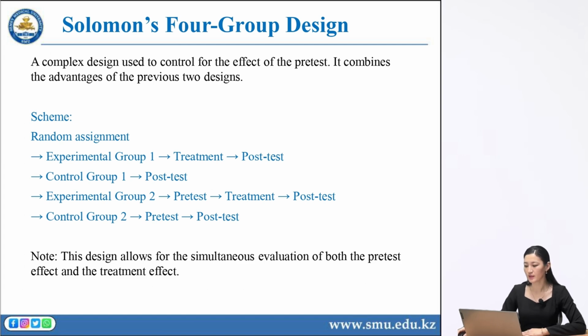Two groups take a pre-test and two don't take a pre-test. Two groups receive the treatment and two groups don't receive the treatment. This design helps determine whether the pre-test has any influence on the final results. It's one of the most powerful designs for checking both treatment effects and testing effects.